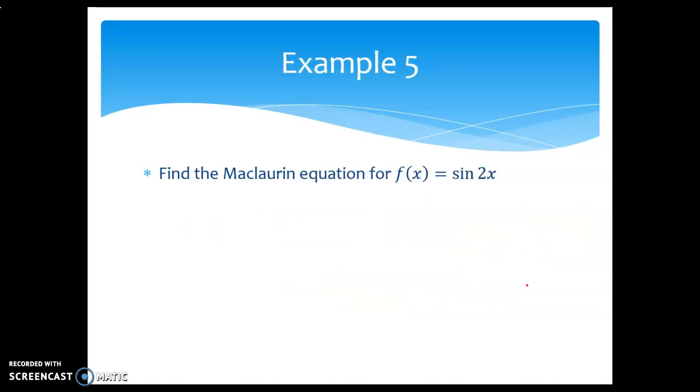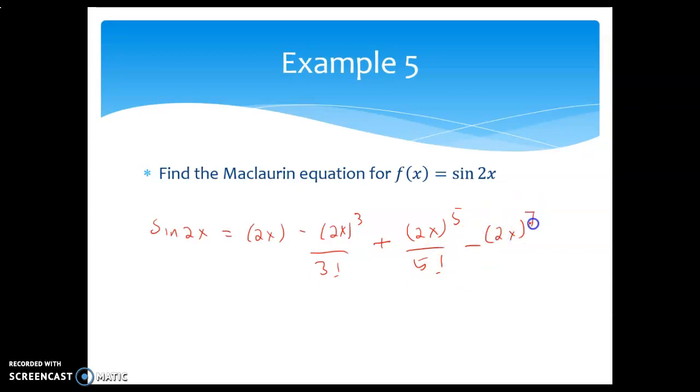So to do sine 2x, we use the same method. So sine 2x would have the following. It's going to be 2x minus 2x raised to the power of 3 over 3 factorial plus 2x raised to the power 5 over 5 factorial minus 2x raised to the power of 7 over 7 factorial, and so forth.